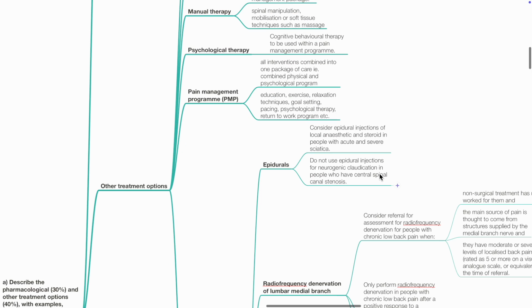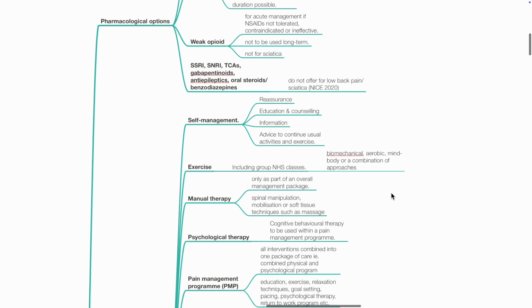Other treatment options include self-management, which includes reassurance, education and counseling, information, and advice to continue usual activities and exercise. Exercise includes group NHS classes, such as biomechanical, aerobic, mind-body, or a combination of approaches. Manual therapy only as part of an overall management package. These may include spinal manipulation, mobilization, or soft tissue techniques such as massage.